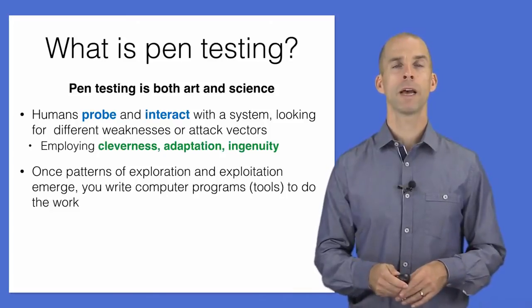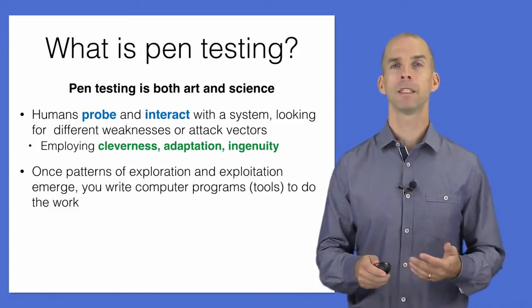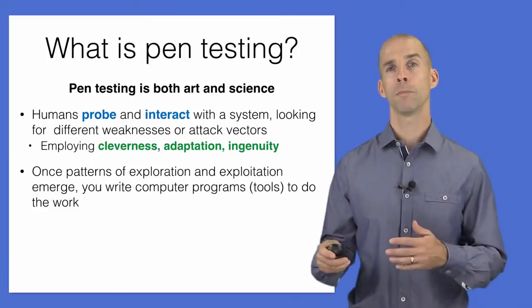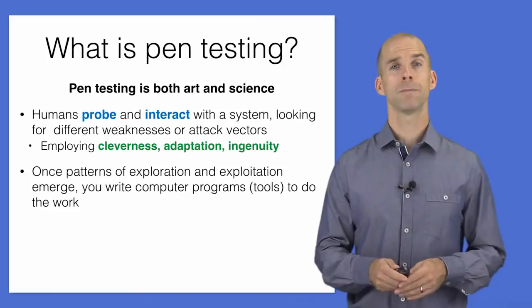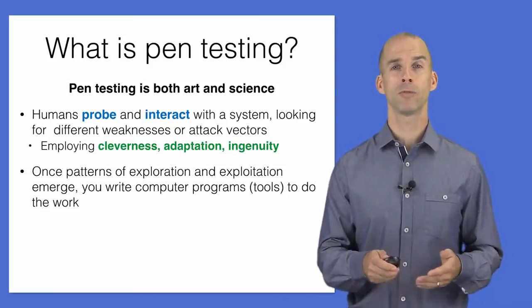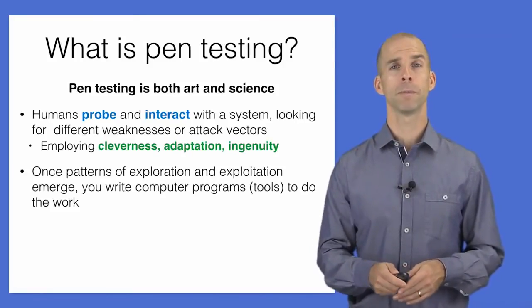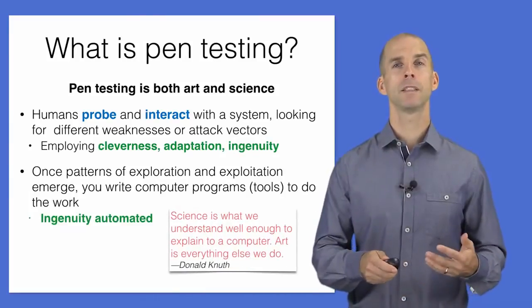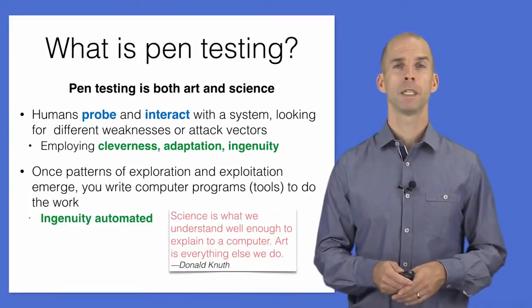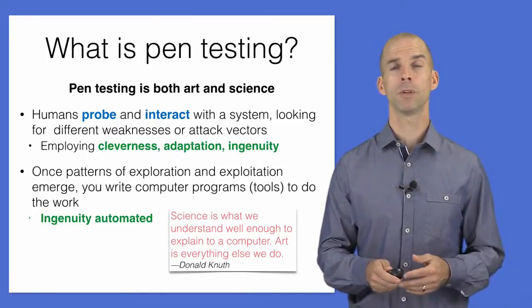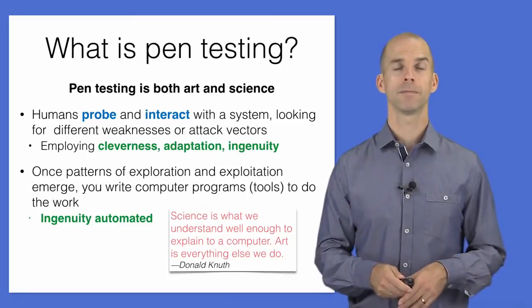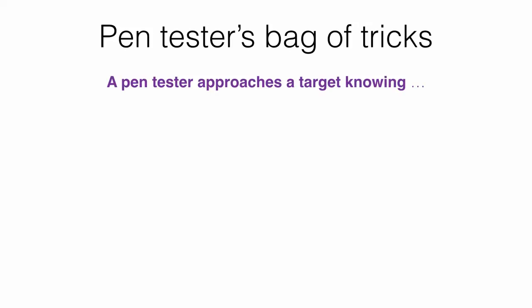Over time, certain patterns of weaknesses emerge. Many systems will be incorrectly built or misconfigured in the same sort of ways. When patterns are discovered, we can build tools that systematically look for those patterns or try to exploit them. In a sense, this is ingenuity automated. As Donald Knuth once said, "Science is something we understand well enough to tell to a computer, while art is everything else." A pen tester's job is to find vulnerabilities in the applications being penetration tested.